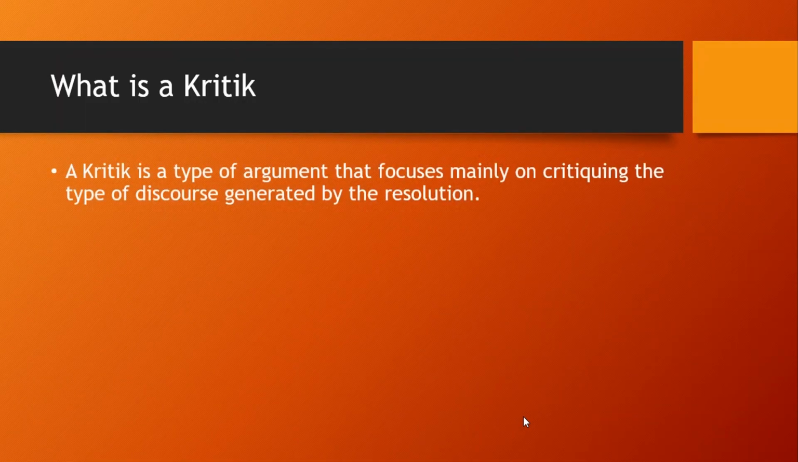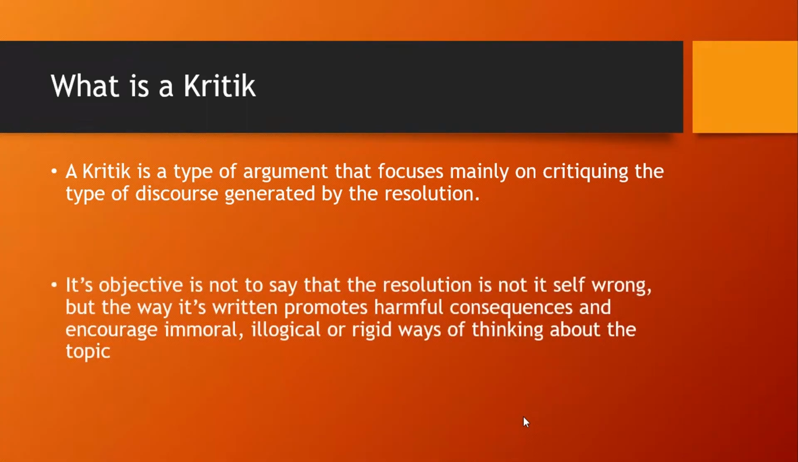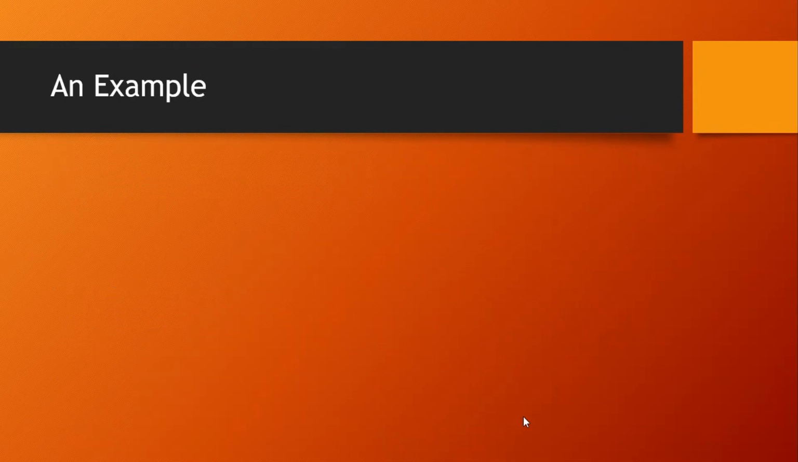So what is a critique? A critique, and yes, that's the way it's spelled. I don't know who decided it's going to be spelled with two Ks, but that's how it's spelled. It's a type of argument that's mainly focused on critiquing the type of discourse generated by the resolution rather than actually debating the resolution itself. Its objective is not to say that the resolution is an incorrect statement, but that the way it's written promotes either harmful consequences or encourages immoral, illogical, or overall rigid ways of thinking about the topic. It usually says that the way the resolution is written tries to promote some form of agenda that shouldn't be promoted.